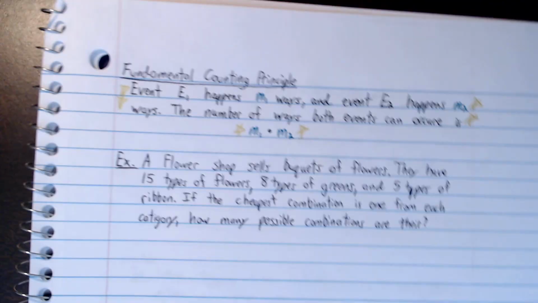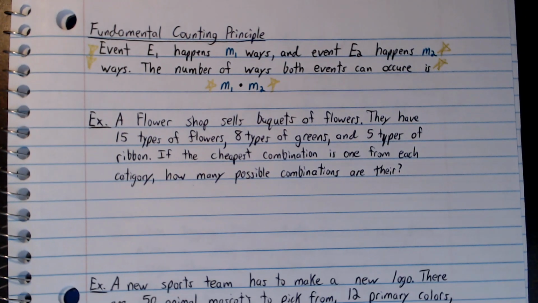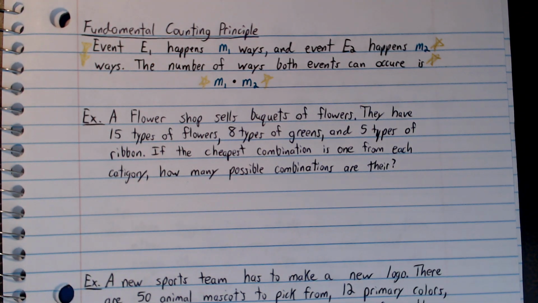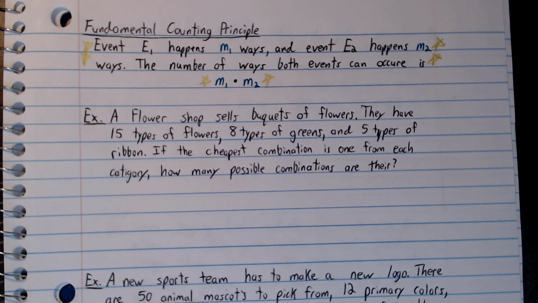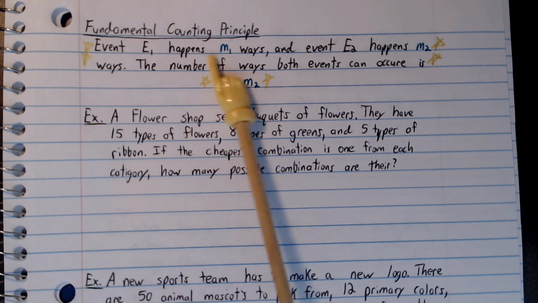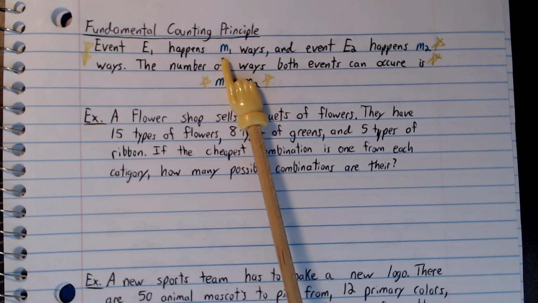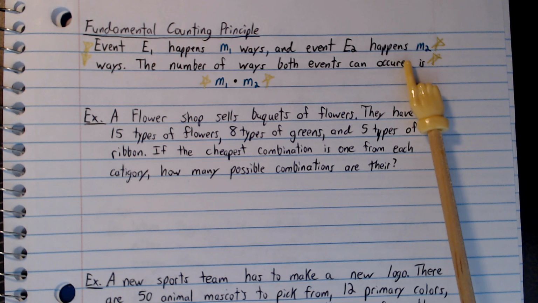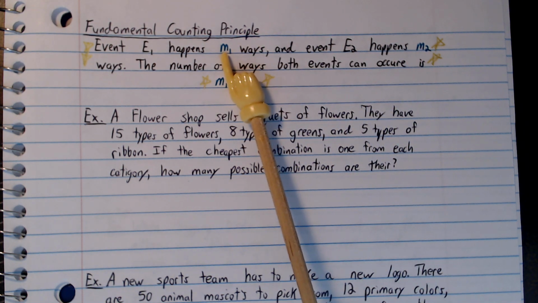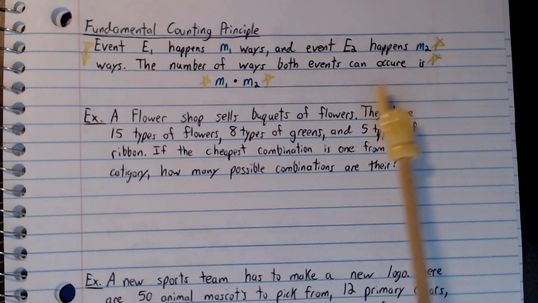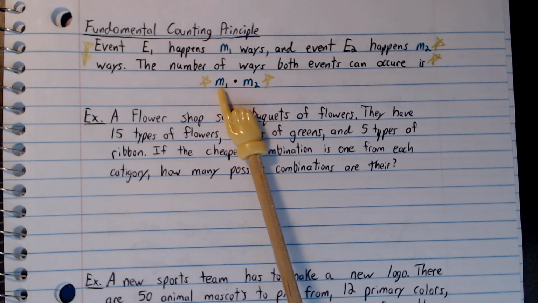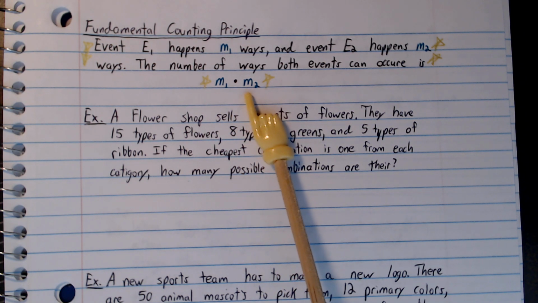So let's look at what the fundamental counting principle is itself. This is a little wordy. The very bottom of that definition is the real meat and potatoes of it. But here it tells us that the fundamental counting principle, if we have event E sub 1 happening m sub 1 ways, and event E sub 2 happens m sub 2 ways. So these are really the important thing. How many ways can this event happen? How many ways can this event happen? The number of ways both events can occur is m sub 1 times m sub 2.